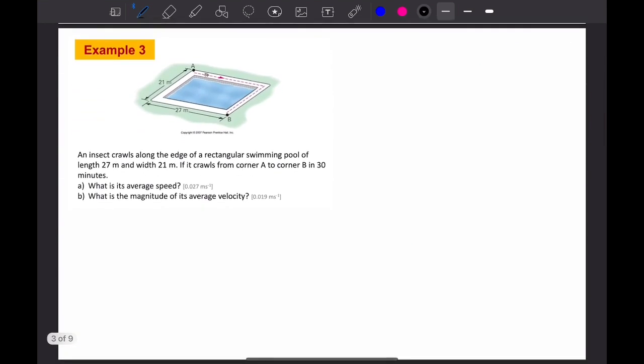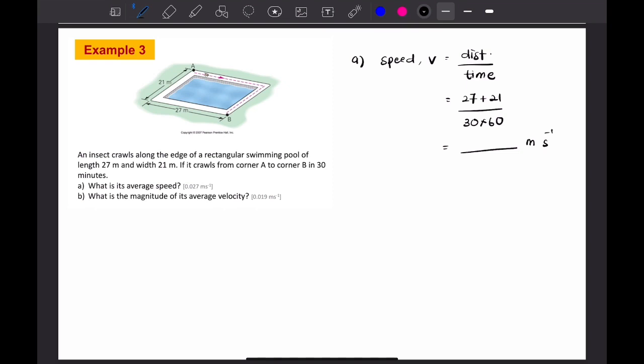Now let's look at the example here. An insect crawls along the edge of a rectangular swimming pool of length 27 times 21. It crawls from A to B in 30 minutes. Question A, what is the average speed? We know already just now, speed is equal to distance over time. So the distance from A to B, you need to calculate the actual journey, which is 27 plus 21, over time. Time is 30 minutes. So the minute you need to change to second because we need everything in SI unit. So the final unit is meter per second.